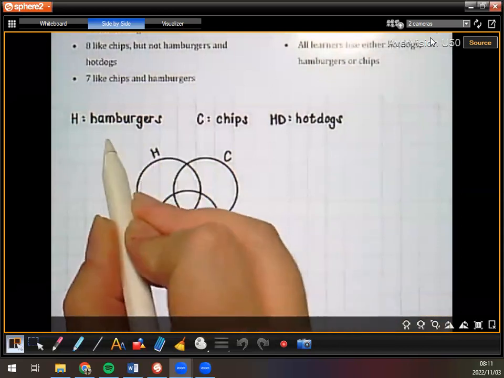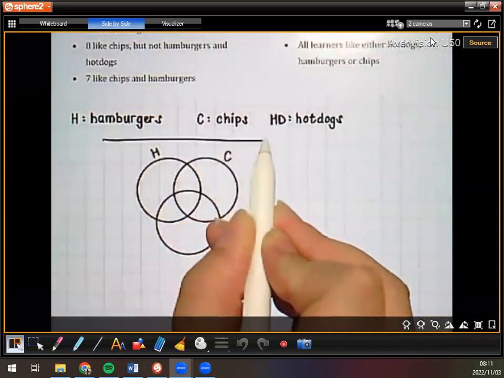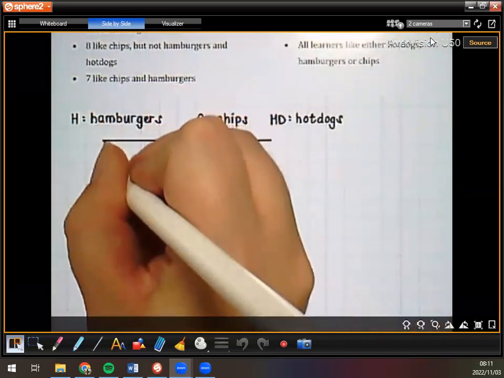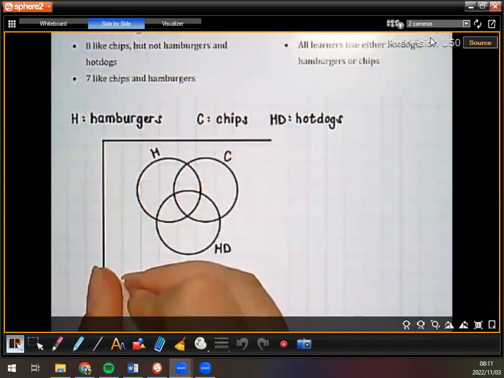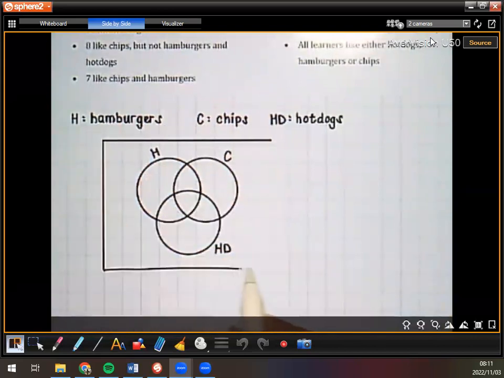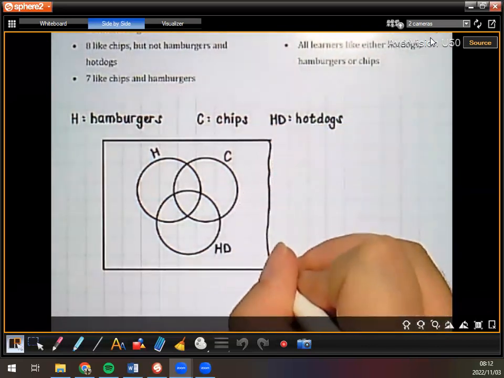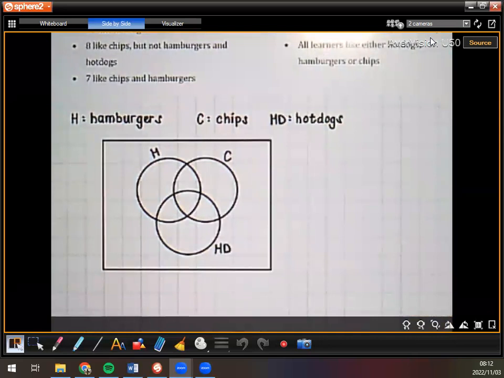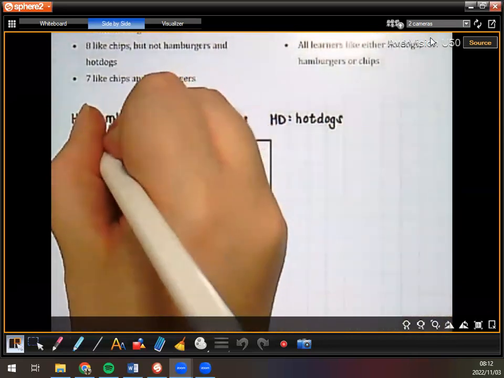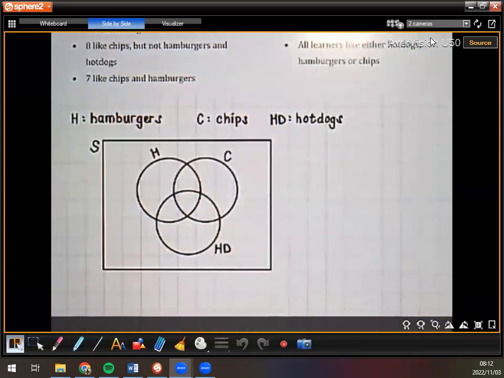All right. Once you've done your circles, you still have to draw a box around it. And the box we need to label as X for sample space. And then once you guys are ready, we can start filling in.